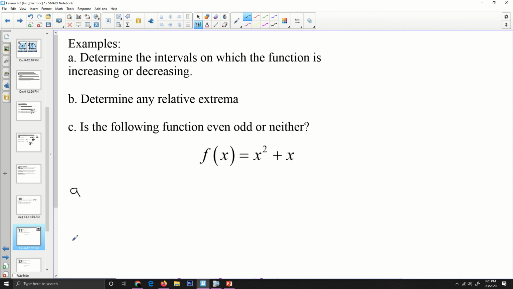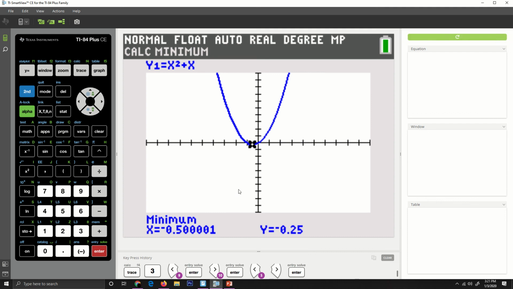So A, we haven't done. For B, we're going to say there is a relative minimum at negative 0.5, comma, negative 0.25. And if you wanted to use fractions, negative 1/2, comma, negative 1/4, that would also be acceptable. There is no relative maximum. And in this case, this is actually also an absolute minimum because there is no value that's lower.